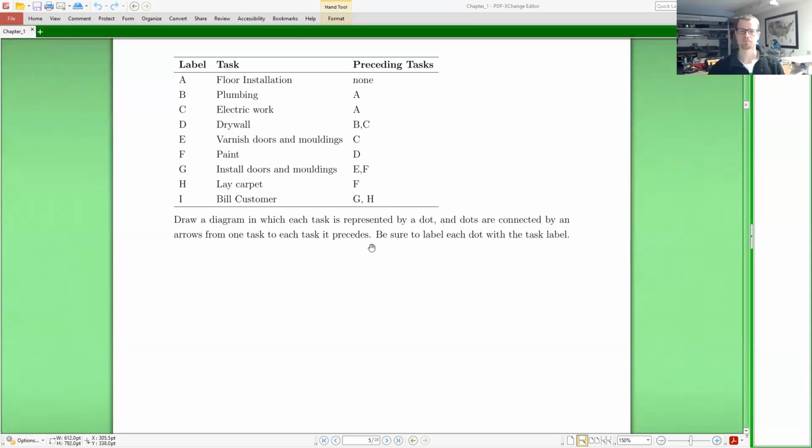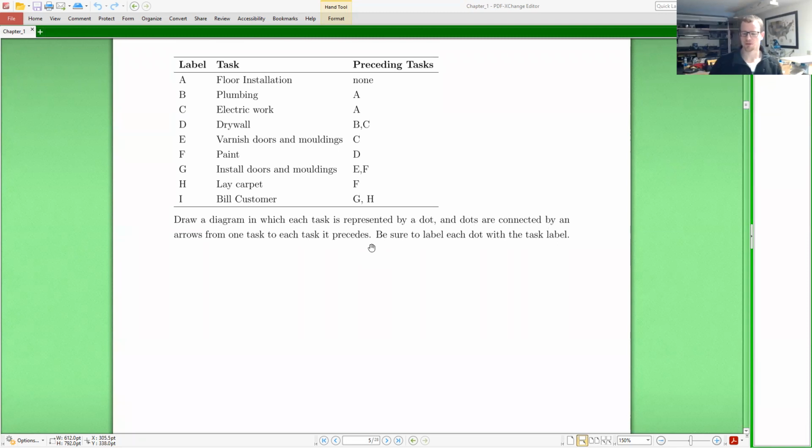So we want to take this table of tasks and dependencies, and we want to create a nice picture to go along with it. So what would this look like? Well, we're going to start off with something that's maybe a little bit rough, and then continue to refine it until we have something that makes it clear and easy for us to find the time to complete the project.